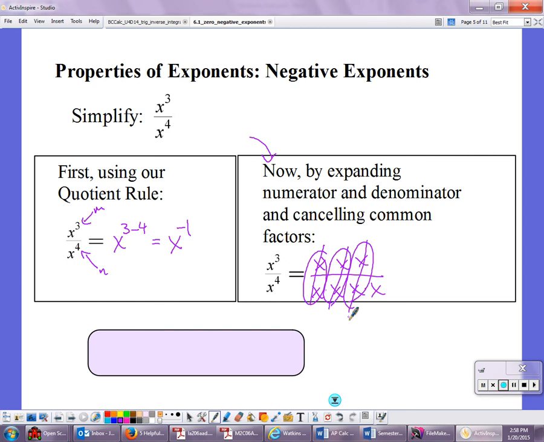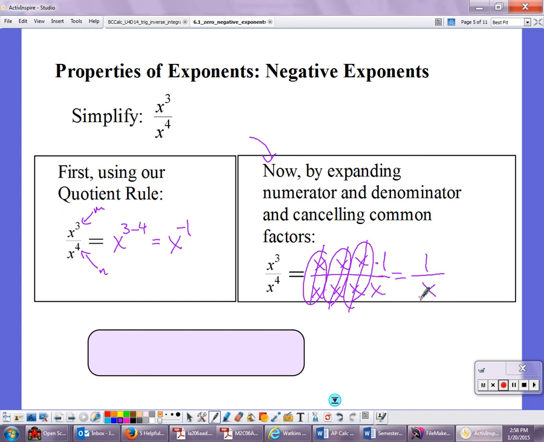We're using that again, right? X over x is 1. Anything over itself is 1. So what are we left with? Well, it looks like maybe we're left with nothing up here, but remember, x times x times x is the same as x times x times x times 1. So we're still left with 1 on the top. And what are we left with on the bottom? Well, just this 1 x here. So we get 1 over x.